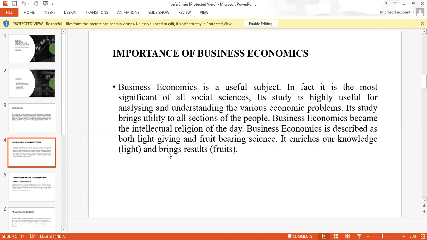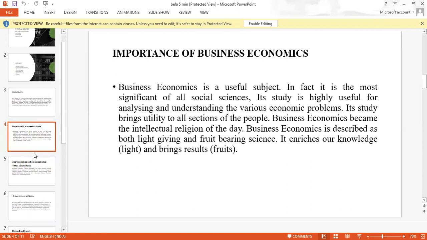And the other thing is the importance of business economics. Here, business economics is a useful subject. In fact, it is the most significant of all social sciences. Its study is highly useful for analyzing and understanding the various economic problems. Its study brings utility to all sections of people. Business economics became the intellectual religion of the day. Business economics is described as both a light giving and fruit bearing science. It enriches our knowledge, light, and brings the results, fruits. That's the meaning of business economics and its importance.